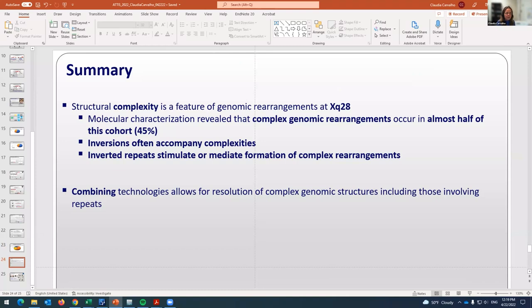Molecular characterization revealed that complex genomic rearrangements occur in almost half of this cohort. Inversions often accompany these complexities, and the inverted repeats stimulate or mediate formation of complex rearrangement. We also observed that combining technologies is very important for studying structural variation in constitutional diseases and to discover, detect, and resolve complex genomic structure.